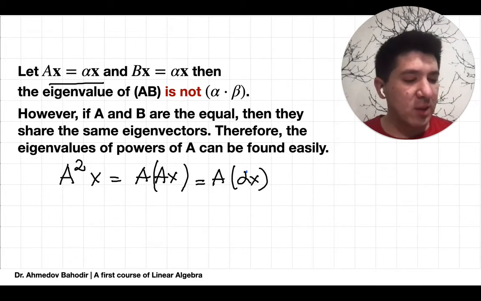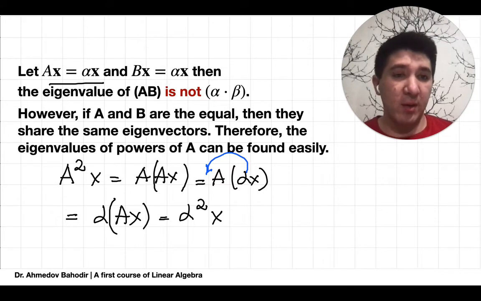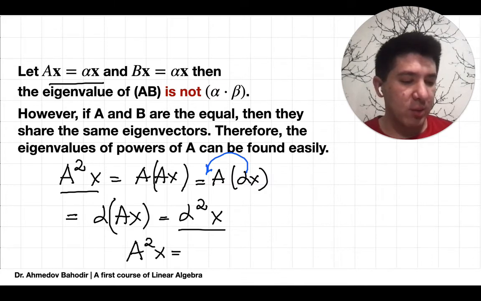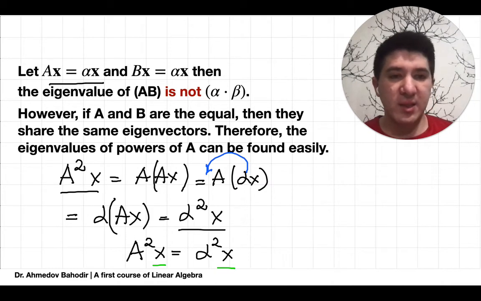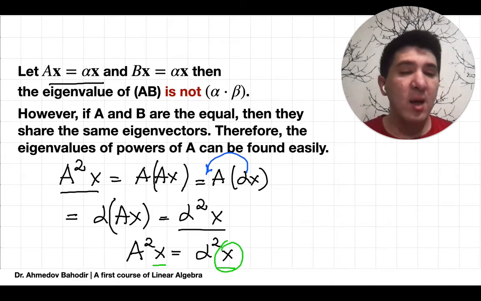We may put this alpha in front of the multiplication. It's going to be alpha times Ax. And again, we've got this Ax, which is equal to alpha x. And I can write this down as alpha squared times x. If you compare the first equation and the last equation, A squared times x is equal to alpha squared times x, it is clear that they are going to have the same eigenvector. So this x is an eigenvector of A, and it is going to be the same for A squared.